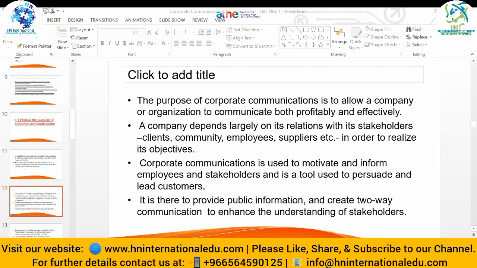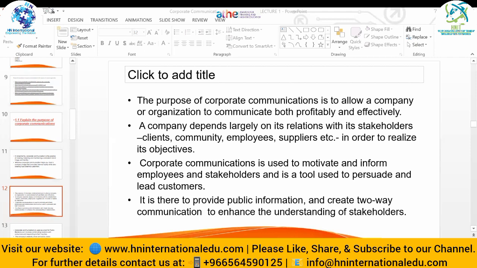The organization should have a very good relationship with the stakeholders, which specifically are the clients, community, employees, and suppliers. If we make them happy and give them a safe environment and benefits, they are going to work effectively. They will ultimately benefit the organization. Corporate communication is used to motivate and inform employees and stakeholders, and is a tool used to persuade and lead customers. People working inside the company get motivation because they are talking to the board of directors and to the upper management, mostly the general managers.